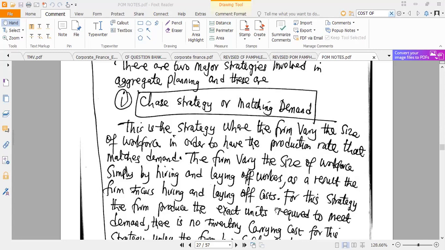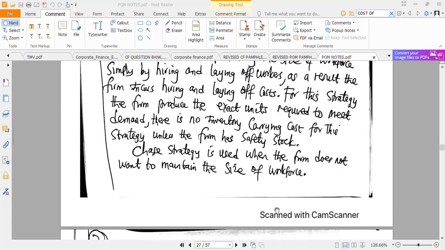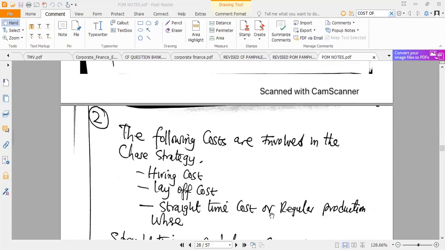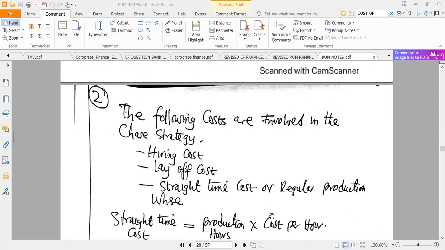Now, as we are getting to the chase strategy, you are varying the size of workforce in order to have a production rate that matches demand. So you don't overproduce. You only produce to meet the demand. All right, that is on the chase strategy.